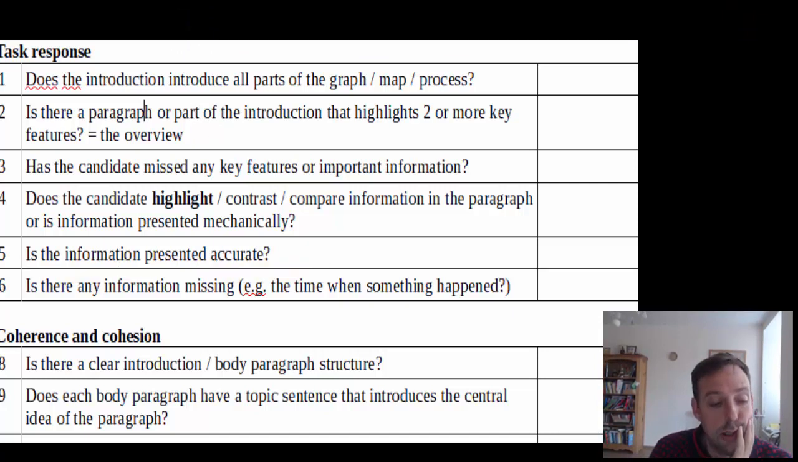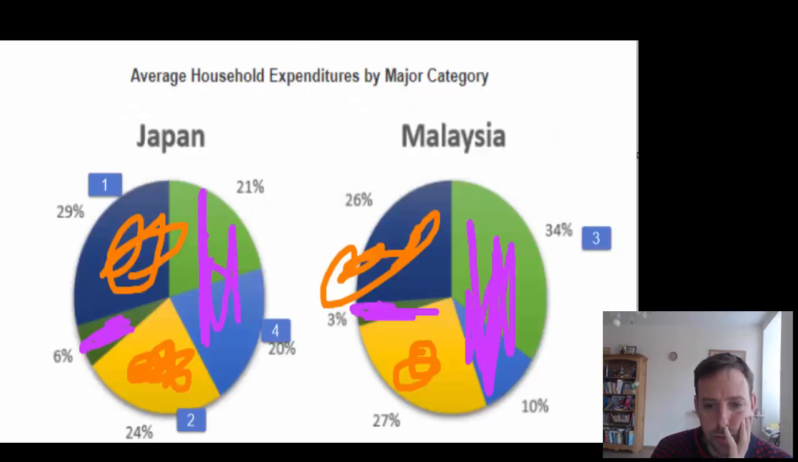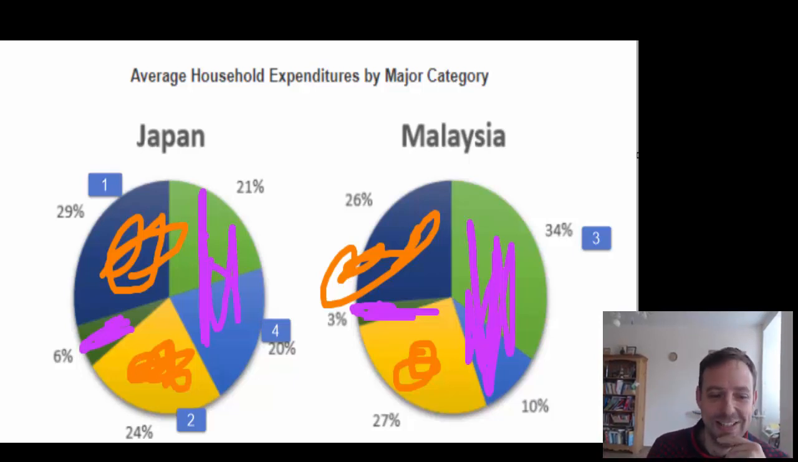Let's have a look at the example answer. The main features, so there you go, they've even used the word features, so that's good. The main features are that most expenses in Japan are equally spaced. See, this is what I meant by it's subjective. That's a good point. That's definitely true, that most of the expenses, 29, 21, 20, 24. Geez, I didn't notice that, but that's another way of looking at it.